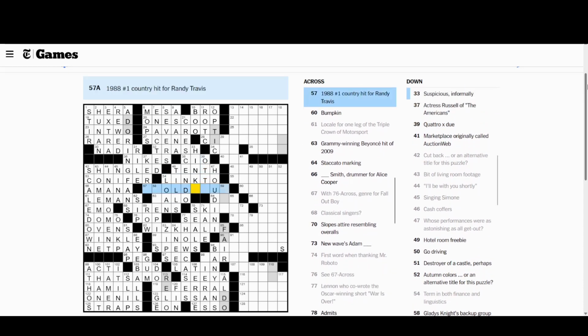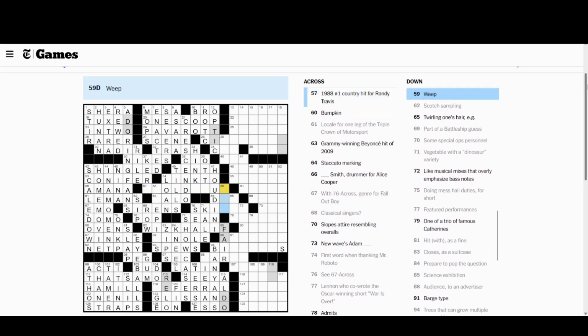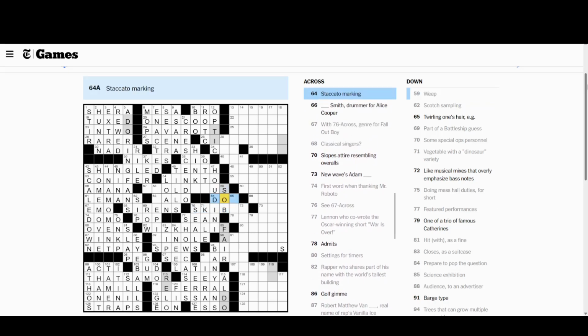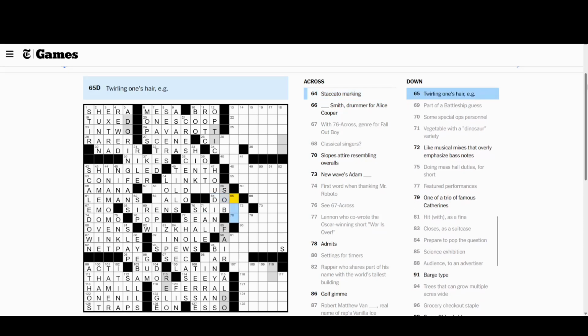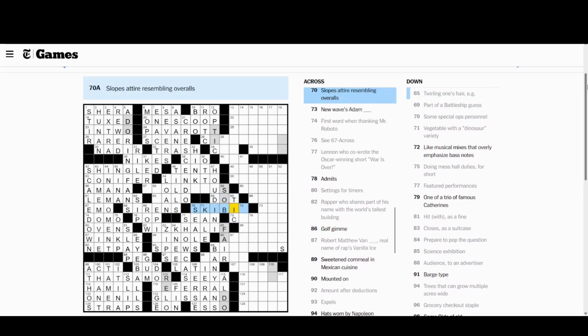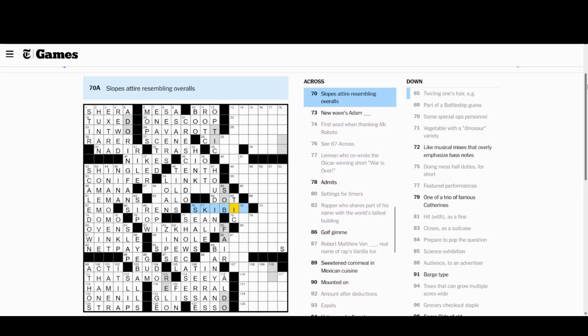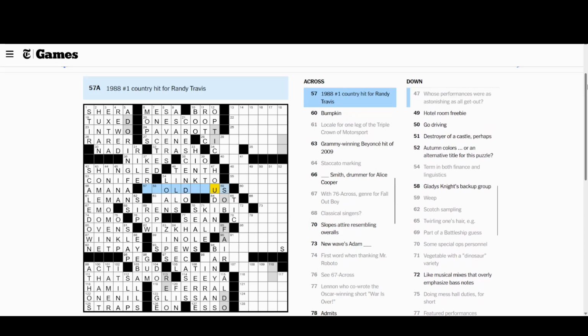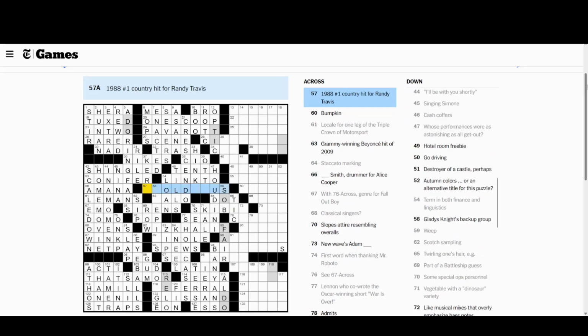So let's see. I mean, you know what? Maybe this is going to help us out. Weep. Do re mi fa. So it's probably going to be sob. Staccato marking could be a dot. This could be a tick. Let's see. Oh, this could be I told you so.